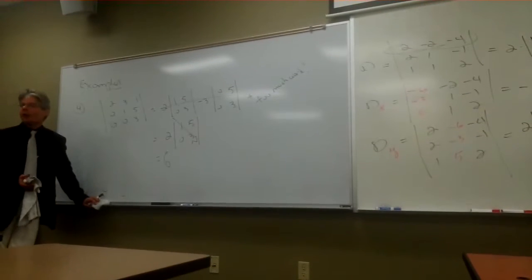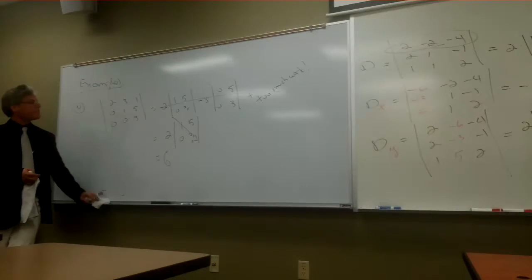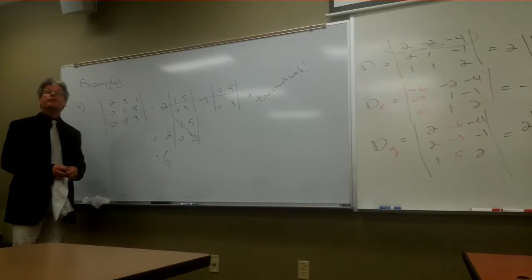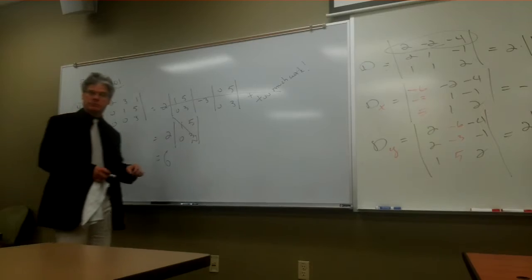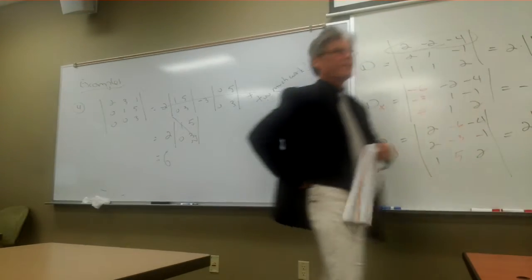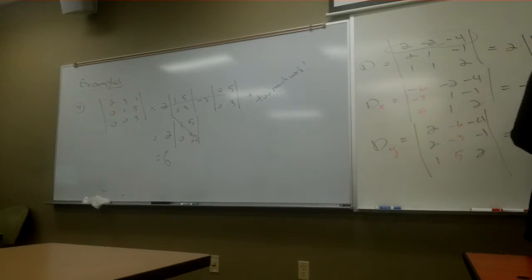I see. Can I make it even better? If it's an upper or lower triangular matrix, it's just a product down the main diagonal. That would be the value of the determinant. Pretty easy in that case.